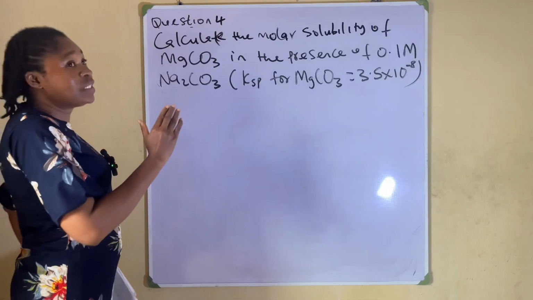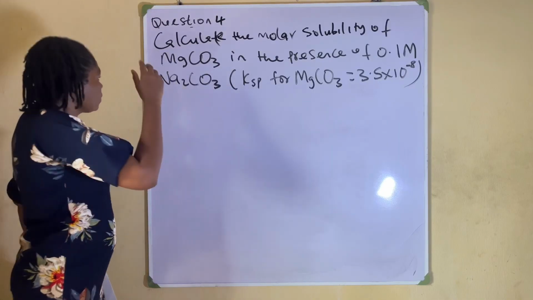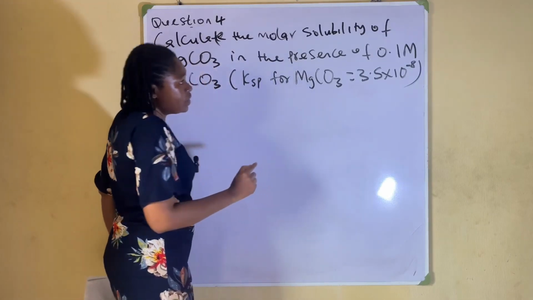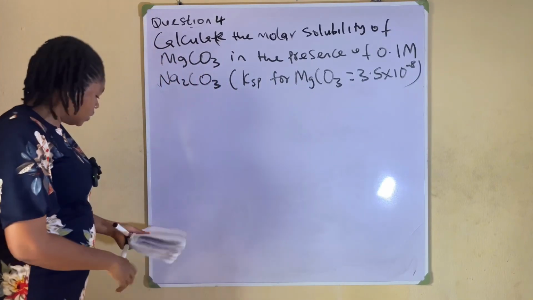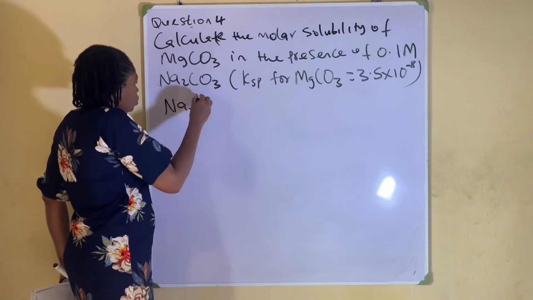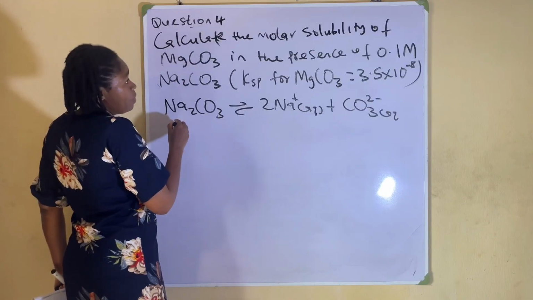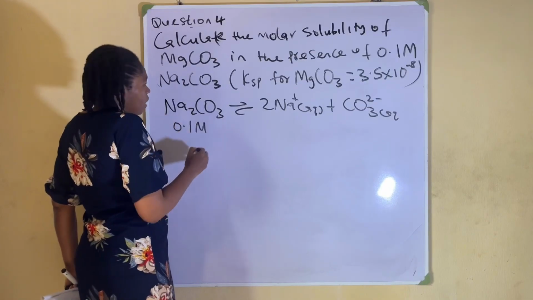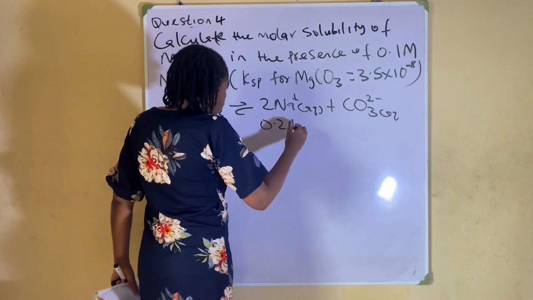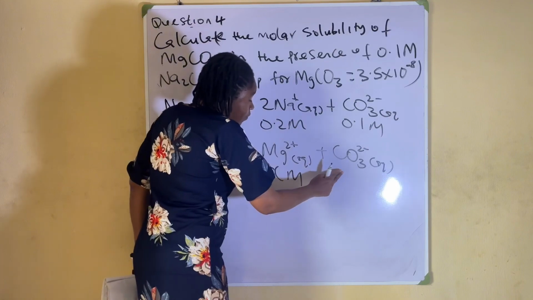Calculate the molar solubility of magnesium carbonate in the presence of 0.1 sodium carbonate. So KSP for magnesium carbonate is 3.5 times 10 raised to the power minus 8. So start by writing the equation for sodium carbonate. So how many moles? 0.1 molar concentration. So this one will be 2 times 0.1, that's 0.2. And this is 0.1.